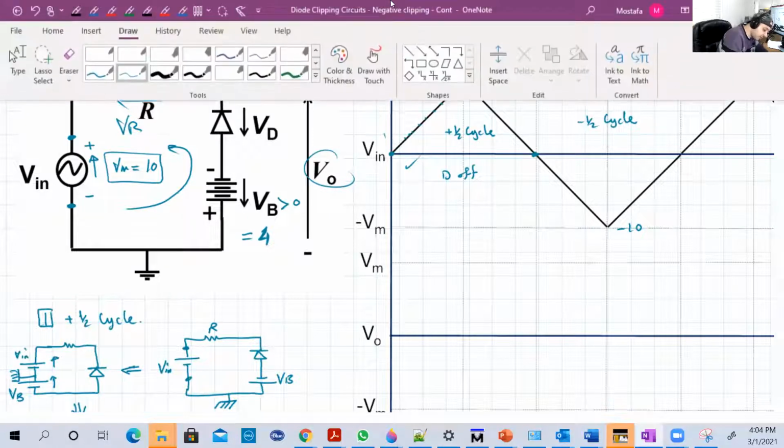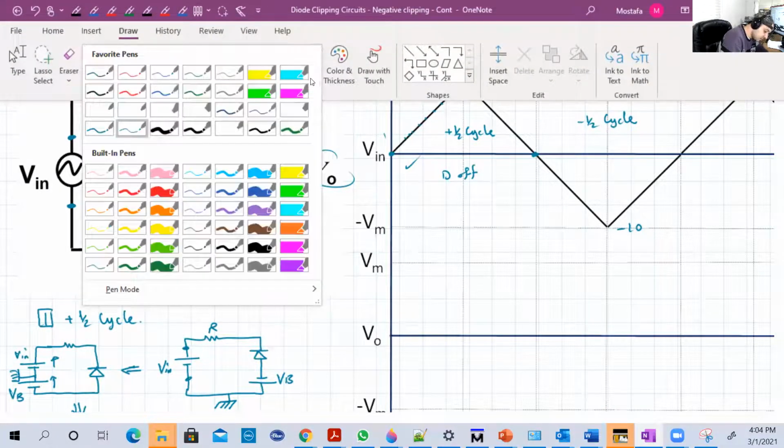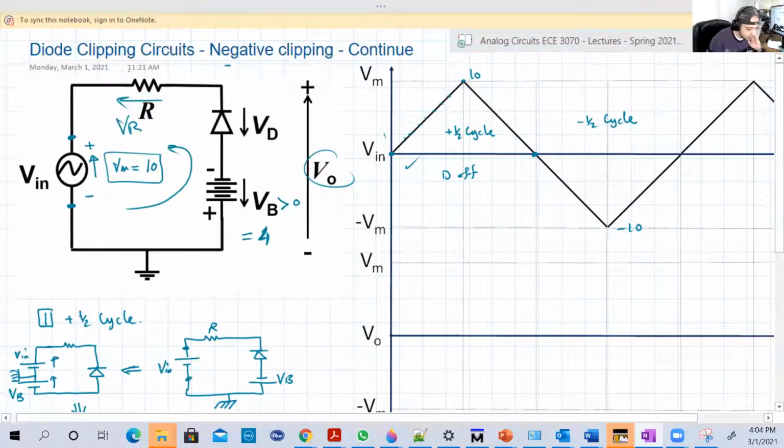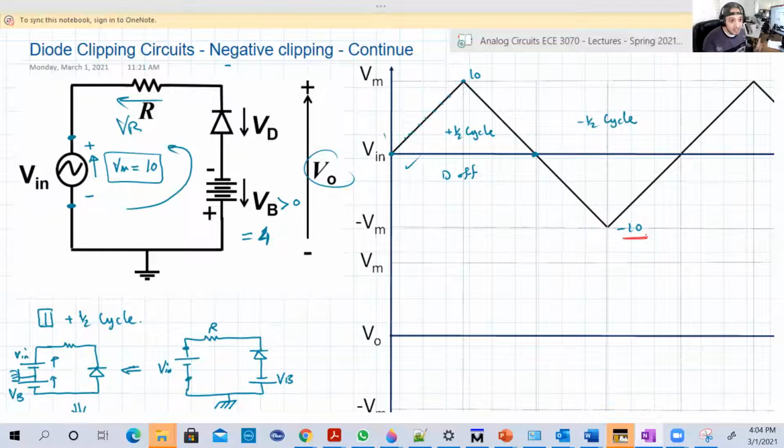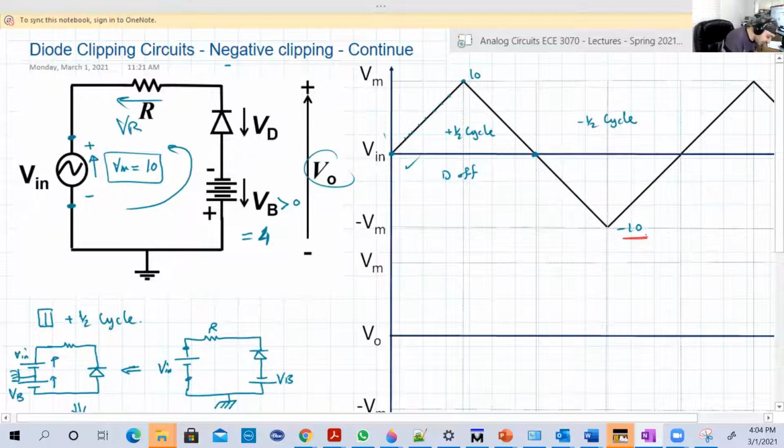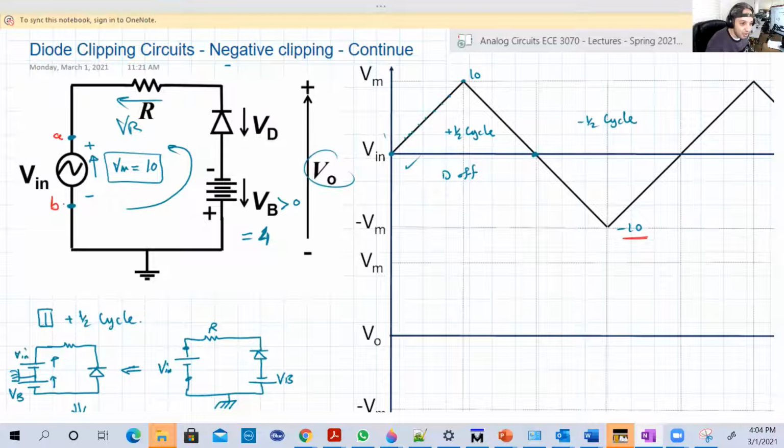So let's do it in another color, red, for example. What it means is that the voltage, for example, is minus 10. This is circuit theory now, okay? So when we say in the negative half cycle that the V input is minus 10, that means that this node, let's call it A, is greater than B, which is the negative terminal, by minus 10. Or in other words, we can say that B is greater than A by 10.